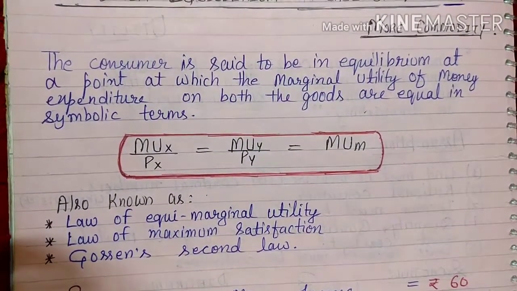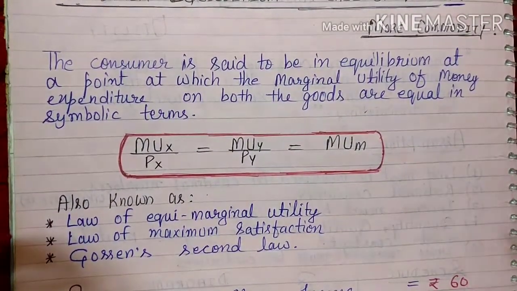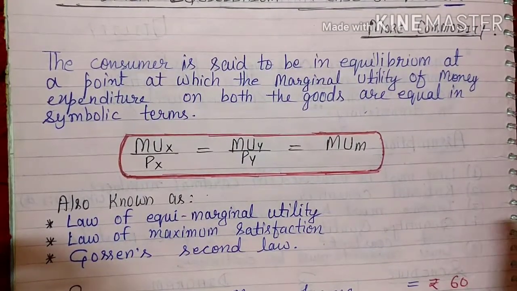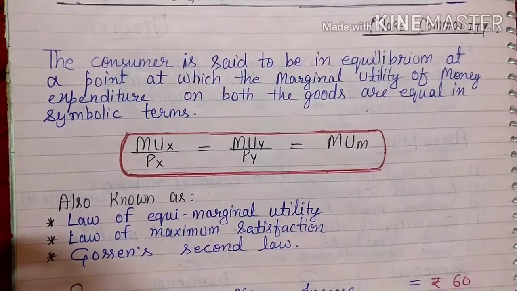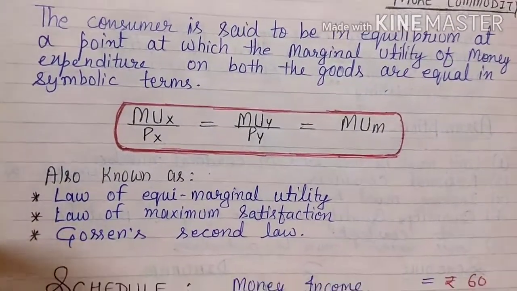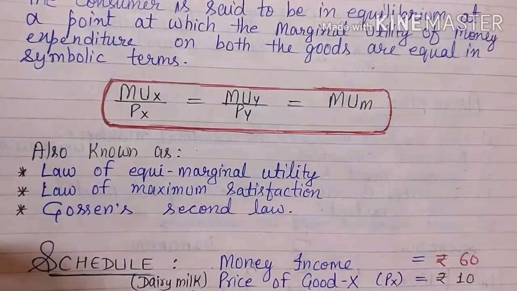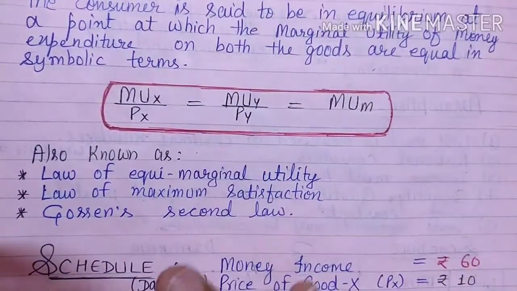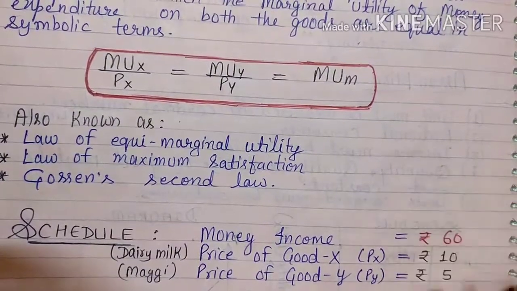Now, in order to understand it more clearly, let's take an example. Suppose that I have rupees 60 and I am going to the market to purchase two things, that is a Dairy Milk chocolate and a packet of Maggi. I am going to purchase two things here.